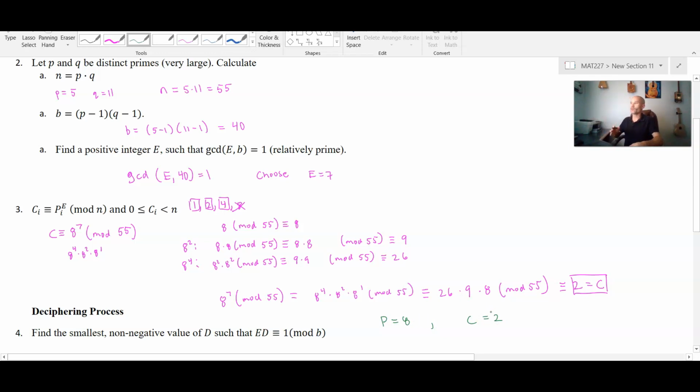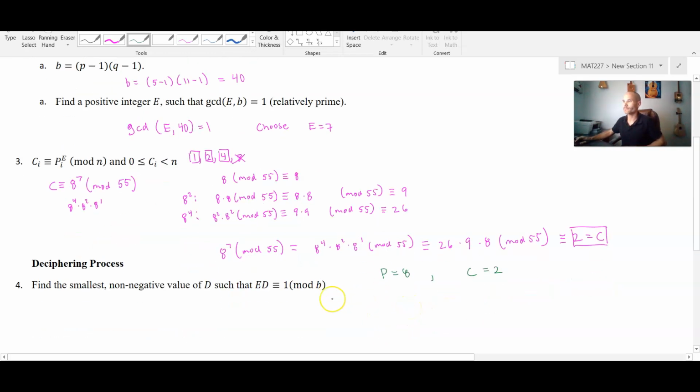So if Ann and Bill were communicating and Ann was going to send the digit 8 to Bill, then she would first encrypt it into a value of 2, send it off to Bill, and now Bill has to figure out how to undo this process so he can figure out what Ann's original message was.